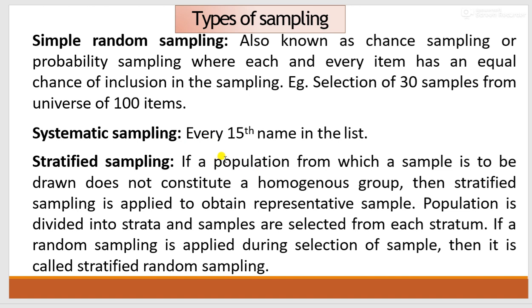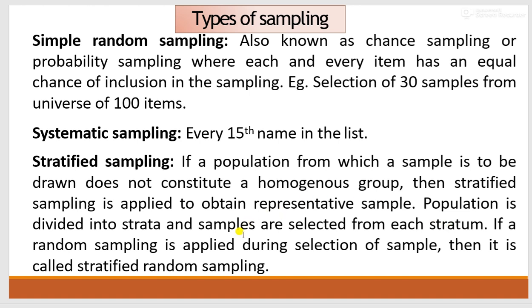If a population from which the sample is to be drawn does not constitute a homogeneous group, then strata are formed. It means that if your population does not include all equal items, then you have to form strata within that universe or population, and then take a representative sample, and strata should be uniform. So the population is divided into strata and samples are selected from each stratum. Each group is known as a stratum.